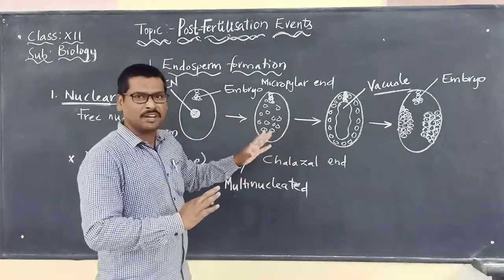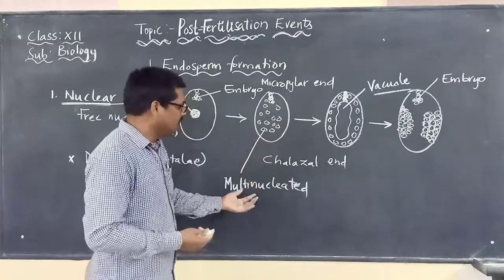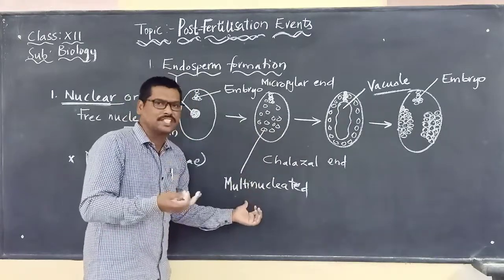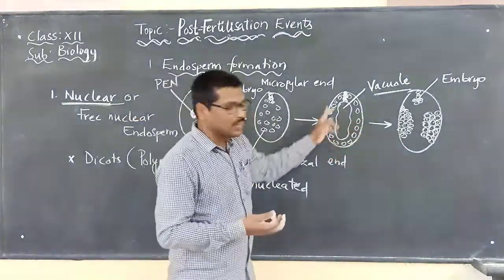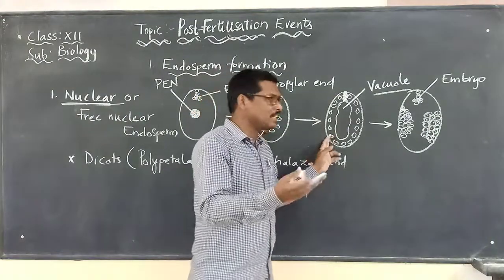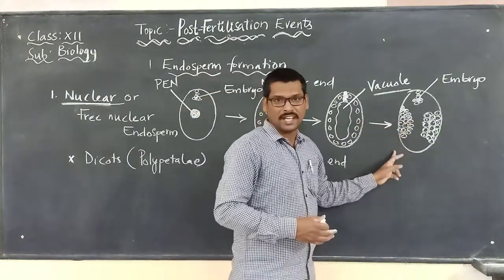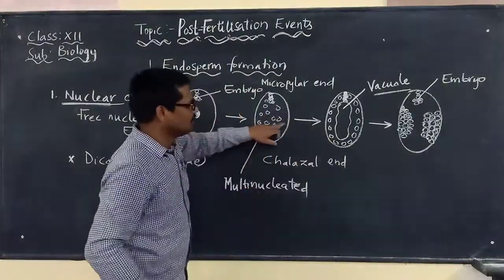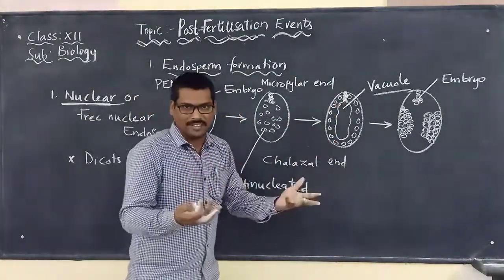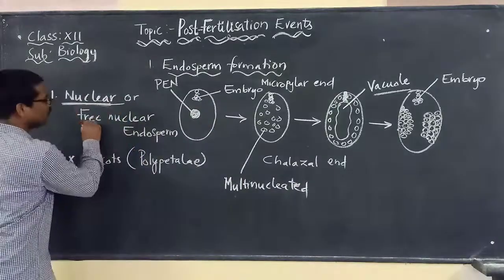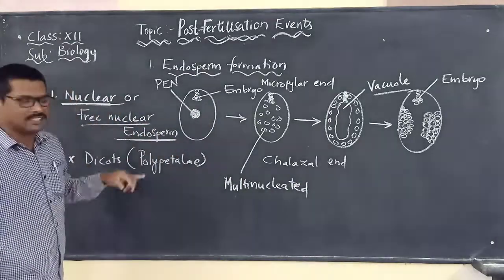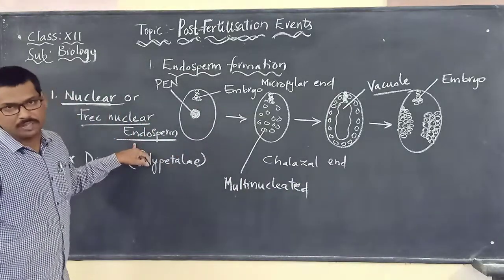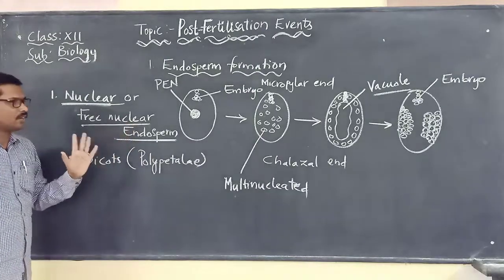But what is happening here? Only the number of nuclei is increasing, which we are calling multinucleated. So many nuclei have formed. Later, there will be wall formation around these cells. So here what are we seeing? Free nuclei. The nucleus is free. So that's what we are calling free nuclear endosperm. Okay, free nuclear endosperm.